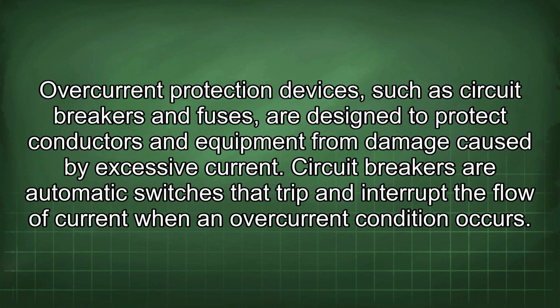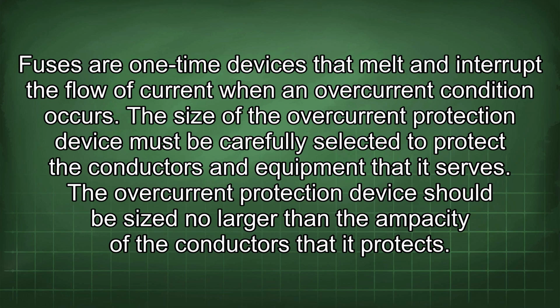Overcurrent protection devices, such as circuit breakers and fuses, are designed to protect conductors and equipment from damage caused by excessive current. Circuit breakers are automatic switches that trip and interrupt the flow of current when an overcurrent condition occurs. Fuses are one-time devices that melt and interrupt the flow of current when an overcurrent condition occurs. The size of the overcurrent protection device must be carefully selected to protect the conductors and equipment that it serves. The overcurrent protection device should be sized no larger than the ampacity of the conductors that it protects.